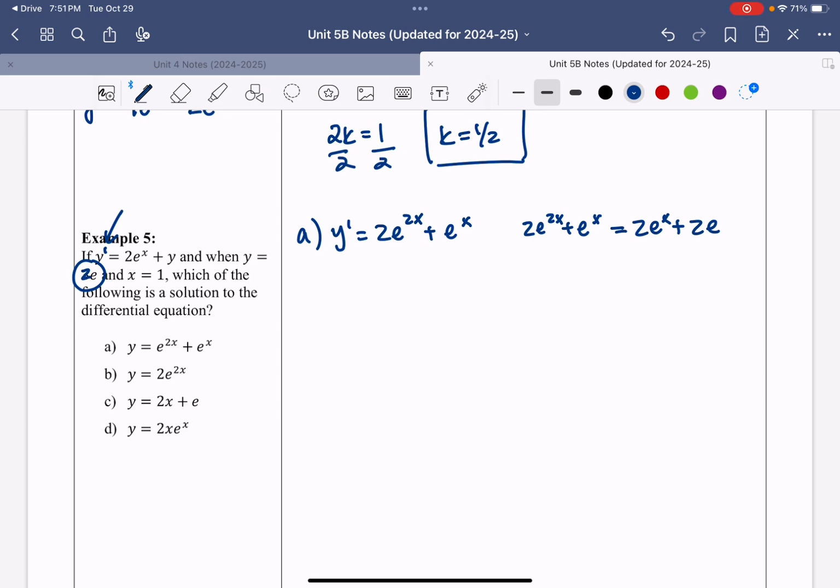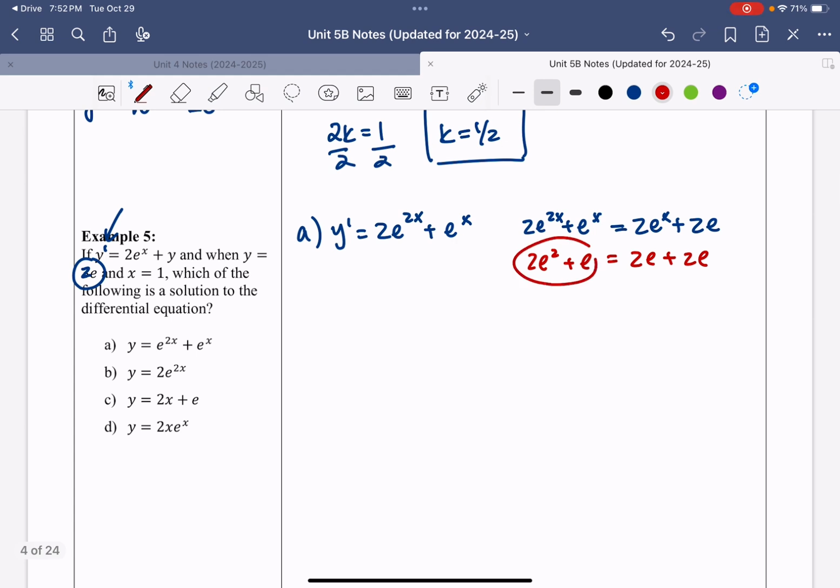Okay, so are those the same? And the answer is no, because in this case, let's see. Oh, and x is equal to 1. Wow. Not doing well. Hopefully you're doing better than me. Okay, great. Actually, I don't want to get rid of that. Okay, so plugging in x, I'm going to have 2e squared plus e is equal to 2e plus 2e. Okay, not the same, because I can't combine these together, even though I could combine this side together. So A is not correct.